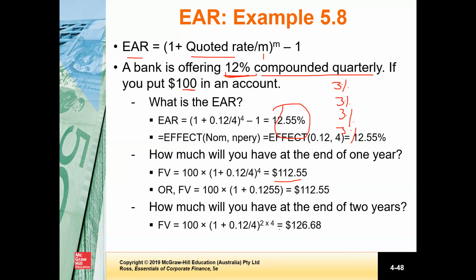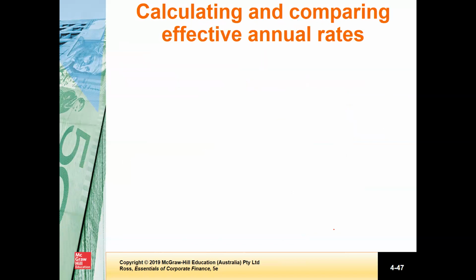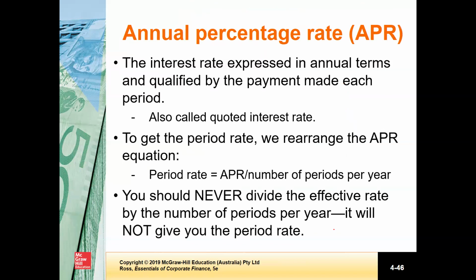Okay. So how much will you have at the end of 2 years? If you just multiply these by 2, you can see it will be 126. That means after 2 years, your account will have $126. So this is the effective annual rate. Now let's go back and talk a little about the annual percentage rate.